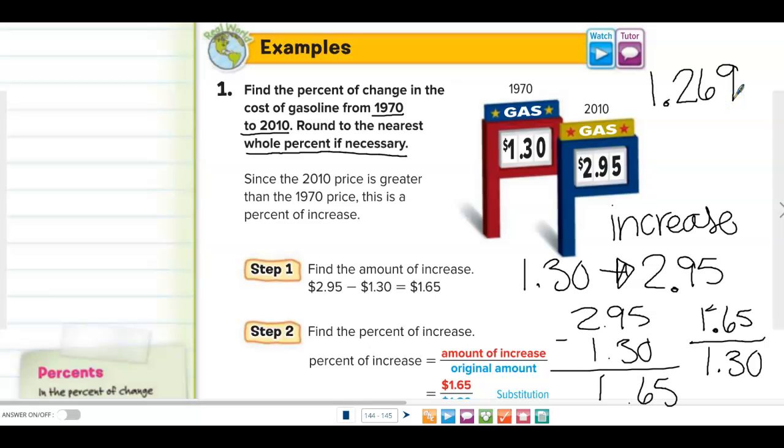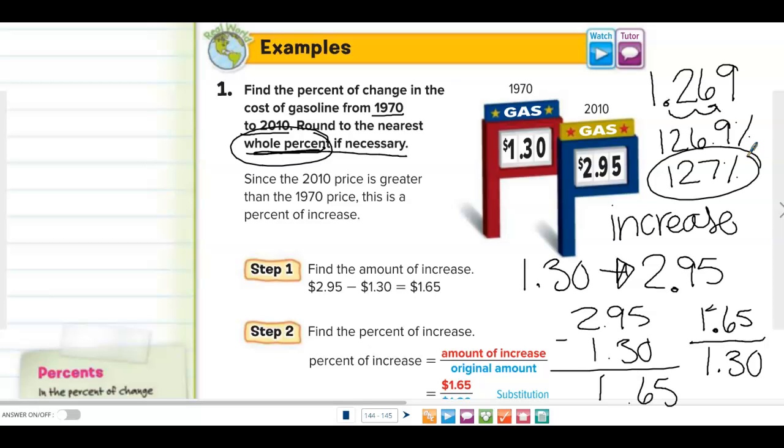Okay, I'm going to stop right there. We at least need to do it 3 past the decimal, because it said round to the nearest whole percent. So can somebody change this into a percent for me? Jordan, change that to percent for me. You moved the decimal twice. Okay, so I get what? You get 126.9 percent. Good. And then it says to change it to the nearest whole percent, so what would I round it to? Addie? 127%.